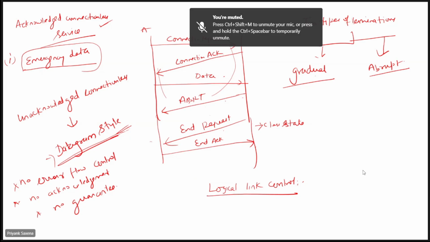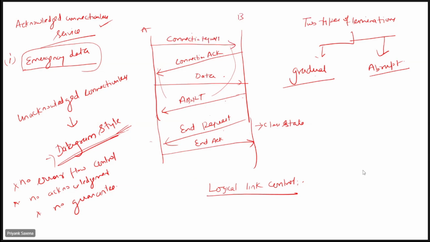On the other hand, if I say acknowledged connectionless service, the example of a datagram style is unacknowledged connectionless. There is no acknowledgement, and it is used in IP, Internet Protocol. Acknowledged connectionless service is useful where you do not want the overhead of connection establishment, but at the same time you like to have an acknowledgement.